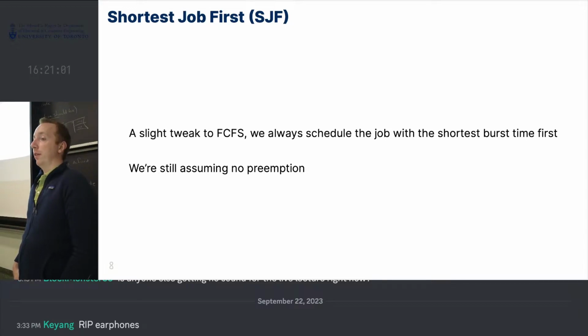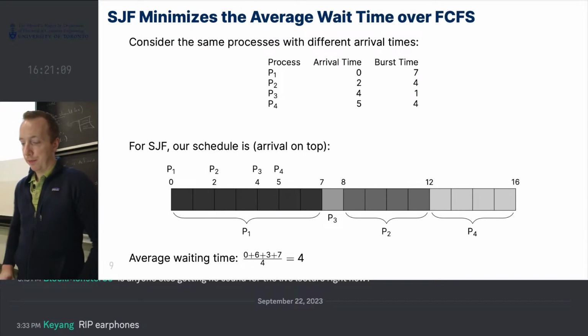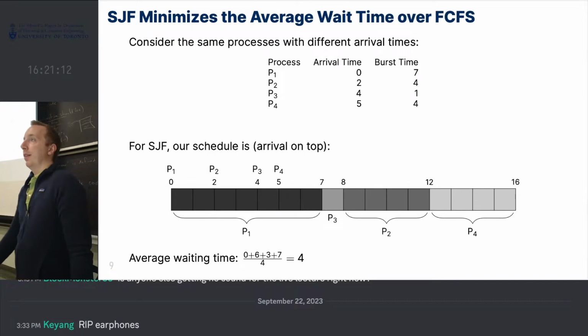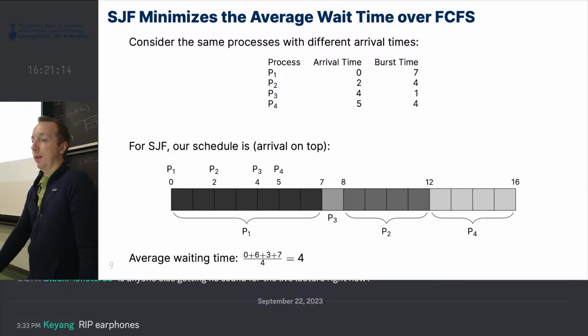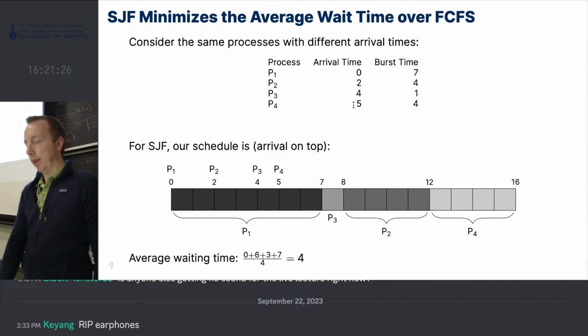So instead of first come, first serve, we just always schedule the job with the shortest burst time first. And again, this is assuming no preemption. So if we do something like this, we will make it a bit more interesting by changing the arrival times. So only P1 arrives at time 0, and then P2 arrives at time 2, P3 arrives at time 4, and P4 arrives at time 5. Otherwise, everything else is the same.